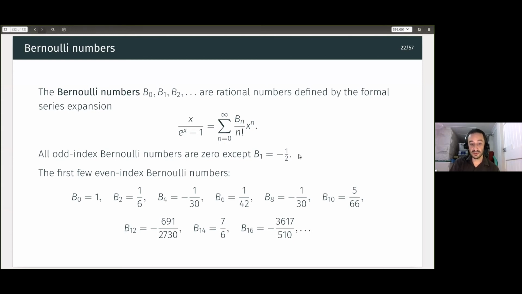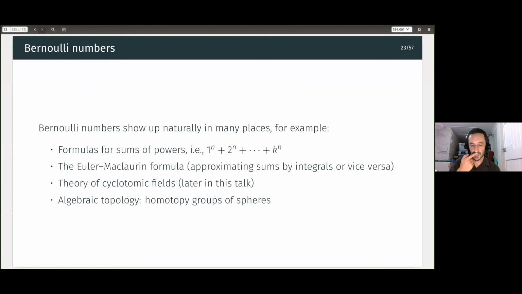And here are the first few even index Bernoulli numbers. They look pretty tame for a while, 1/6, 1/30, 1/42. Then you have this crazy 691, and then it goes back to 7/6. They're pretty weird looking numbers. But they have many applications. Perhaps the prototypical application is that they show up in formulas for sums of powers. For example, the sum of the 10th powers of the first k integers will be a formula involving Bernoulli numbers. They also show up in the Euler-Maclaurin formula, which has a lot of applications in pure and applied mathematics.